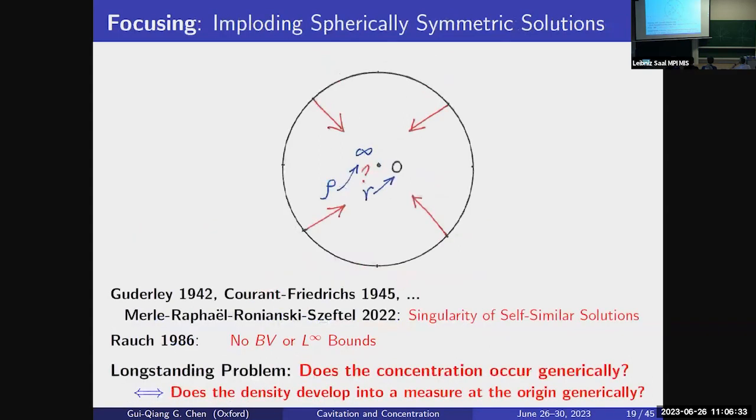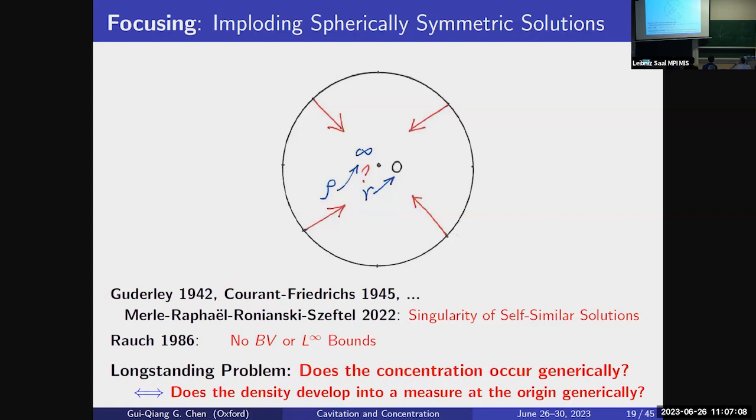So what is the focusing case? Especially when the spherical waves move inward to the origin. Of course, this is a well-known solution form of singularity. It started with Guderley, Courant, Friedrichs. Now recently, they found a new type of singularity, a self-similar solution, at the origin. Of course, those kinds of solutions have no BV bound, not even at infinity. So the question: does concentration occur generically?